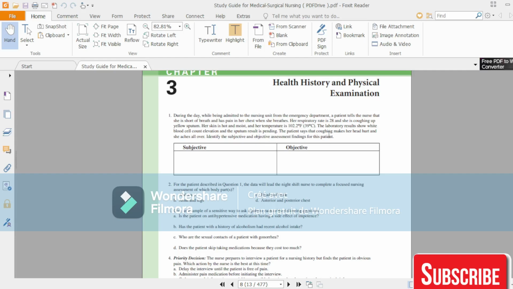The laboratory results show white blood cell count elevation, and the blood culture result is pending. The patient says that the coughing makes her head hurt and she aches all over. So identify the subjective and objective assessment findings for the patient. So we have to find the subjectives and the objectives.